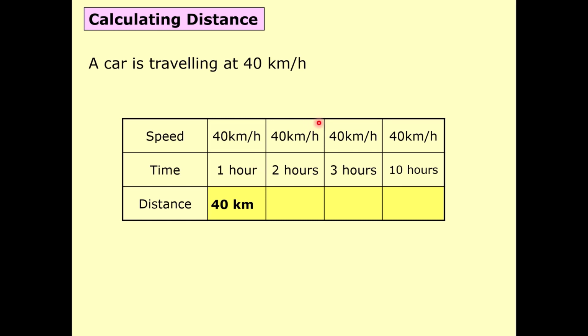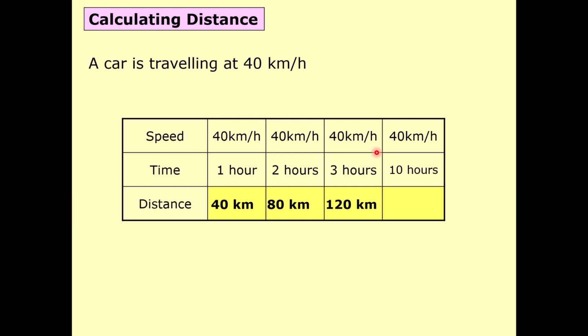So let's say the same speed is continuing, 40 kilometres per hour. They're now travelling for 2 hours. So if they travel 40 kilometres in 1 hour, how many will they travel in 2 hours? Well, you're just going to double it to get 80 kilometres. And keep going forward, 40 kilometres per hour, travelling for 3 hours, 120 kilometres.